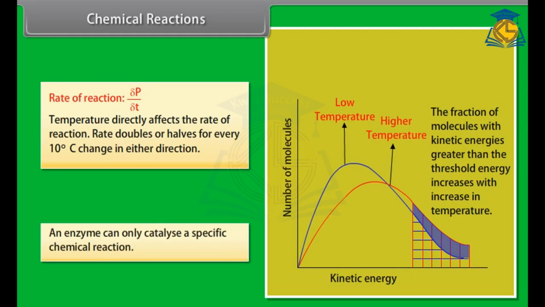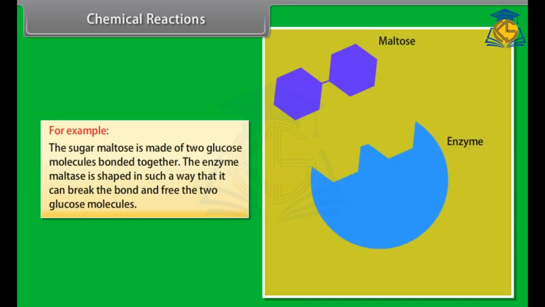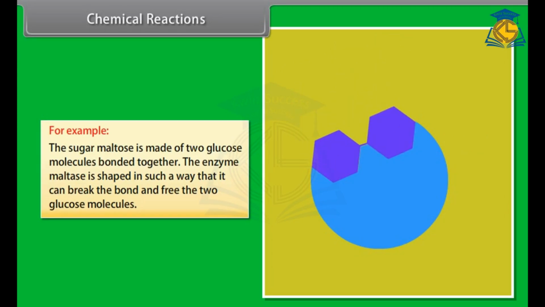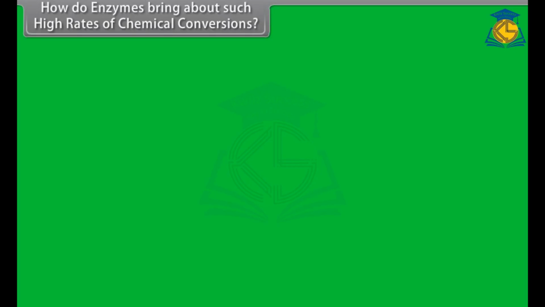An enzyme can only catalyze a specific chemical reaction. For example, the sugar maltose is made of two glucose molecules bonded together. The enzyme maltase is shaped in such a way that it can break the bond and free the two glucose molecules. How do enzymes bring about such high rates of chemical conversions?